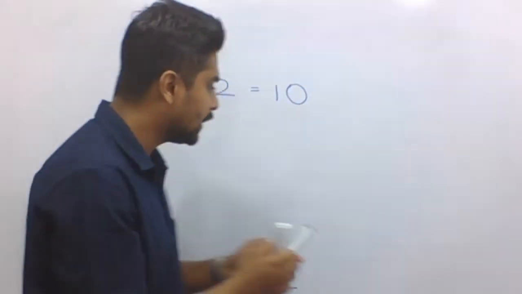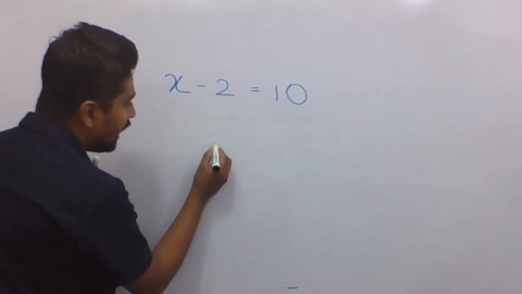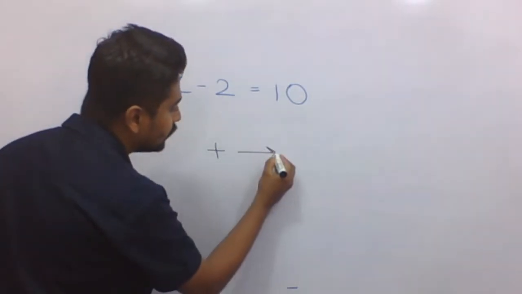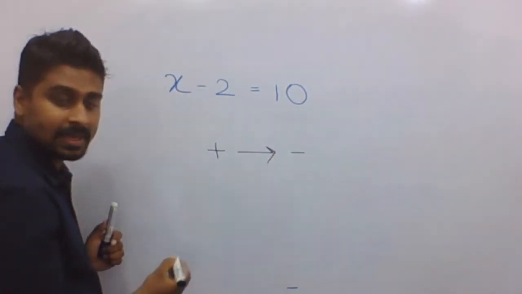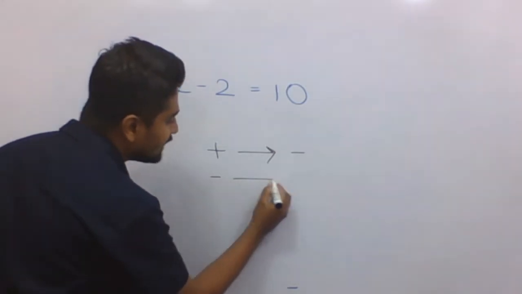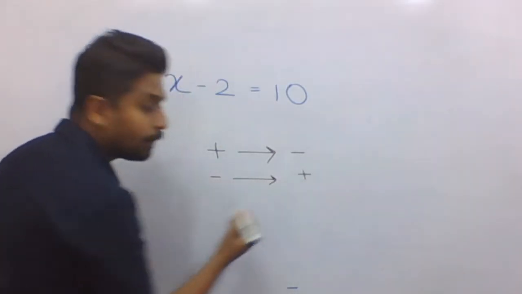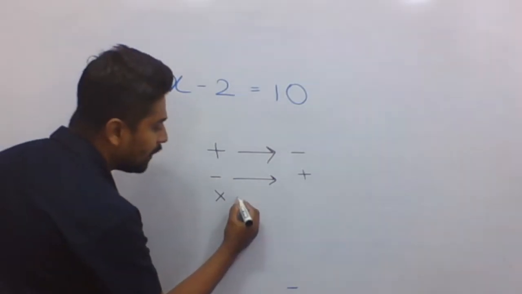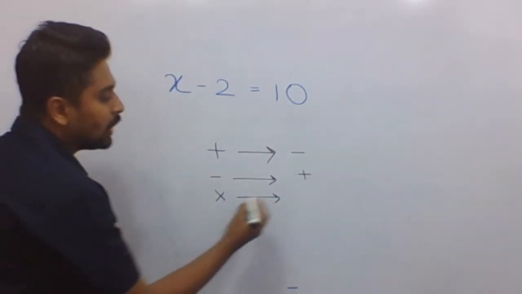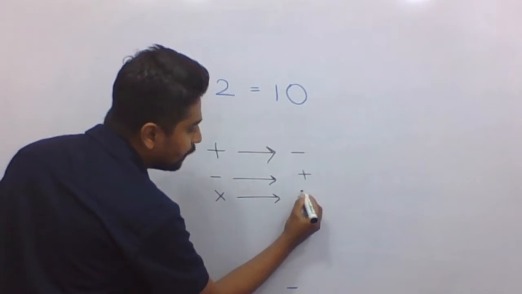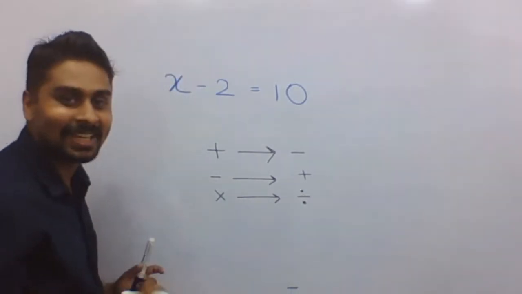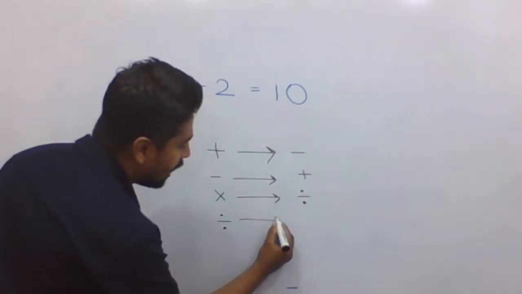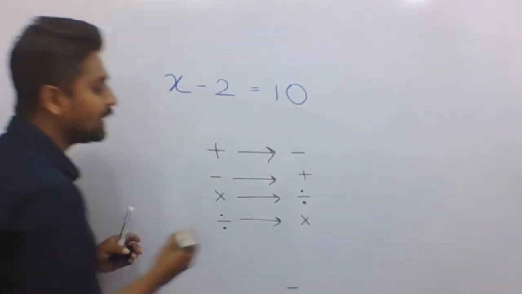Okay, right, I will give you. Here you can see, if there is plus, then what is the opposite of the plus? You know that it is minus. If there is minus, what is the opposite? It is plus. If there is multiplication, what is the opposite of that? Opposite of the multiplication is division, right? So if there is division, what is the opposite? It is multiplication, right?